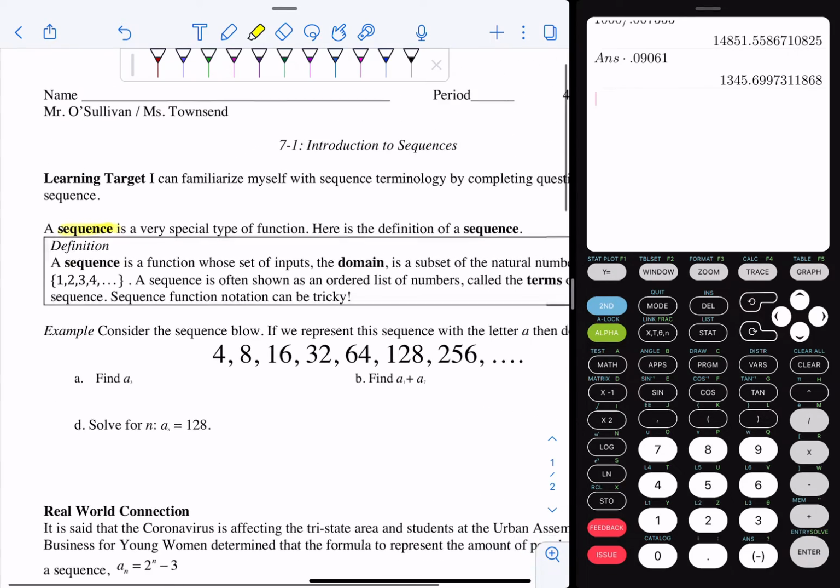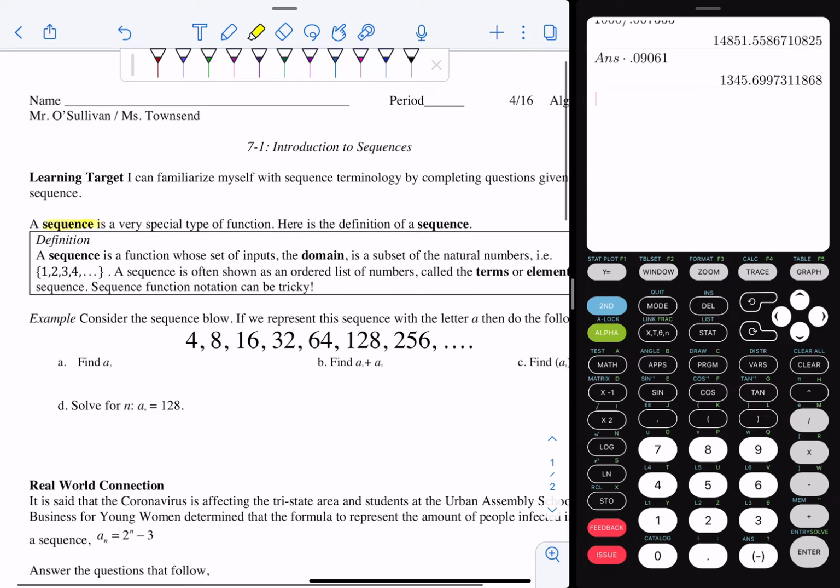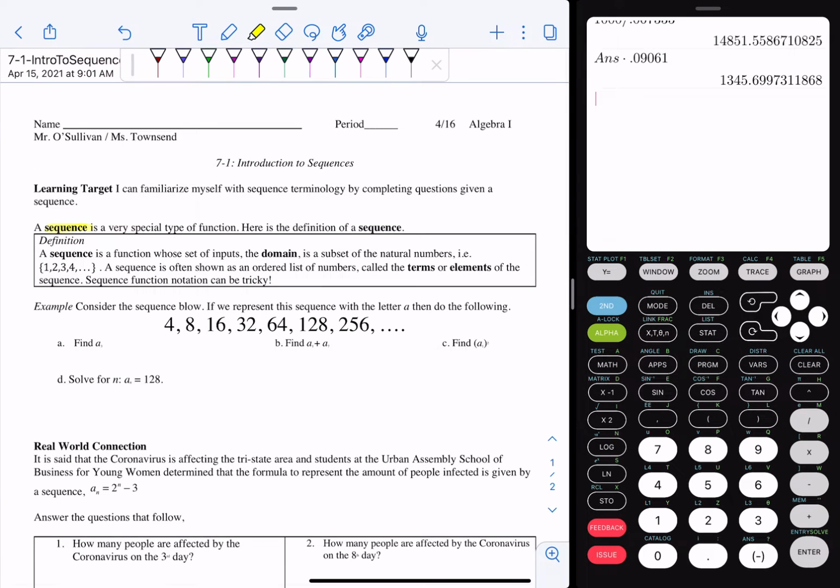A sequence is a very special type of function. Here's the definition of a sequence. A sequence is a function whose set of inputs, the domain, is a subset of the natural numbers. For example, 1, 2, 3, 4, and so forth. A sequence is often shown as an ordered list of numbers called the terms or elements of the sequence.